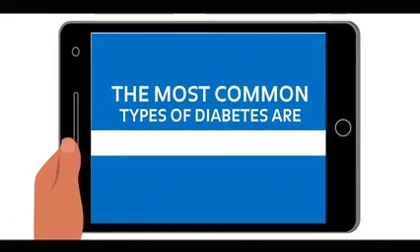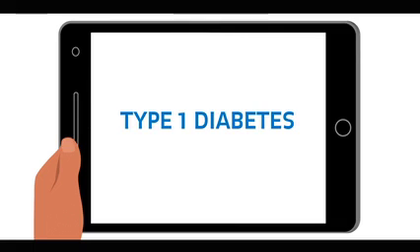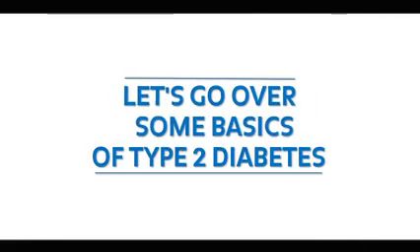The most common types of diabetes are type 1 and type 2. Type 1 diabetes can be genetic, but it is an autoimmune condition. Type 1 diabetes cannot be prevented. Type 2 diabetes is strongly genetic, but the majority of type 2 diabetes is preventable as it is due to lifestyle factors. Let's go over some basics.